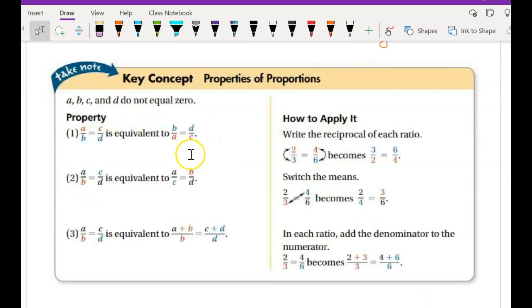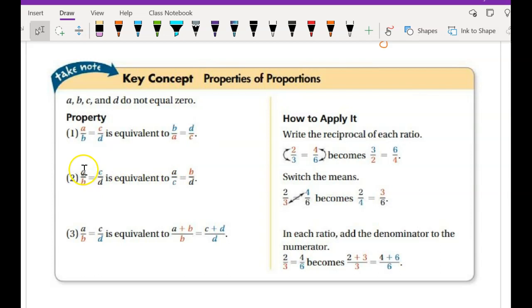Now let's take a look at some of the properties of proportions. So for right now, they're not that important, but on the sections that we have coming up, you're going to notice that we use these every once in a while. And we may set things up different, but if you know these properties, you can see that we really set them up the same way. So A to B is equal to C to D is equivalent to B to A is equal to D to C. So all we did was take the reciprocal of both ratios.